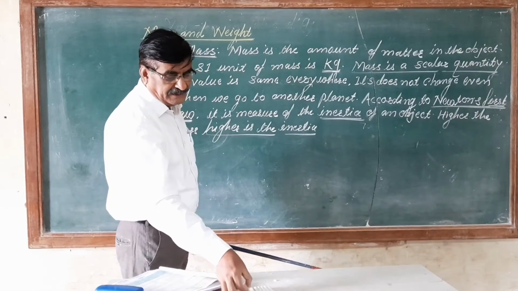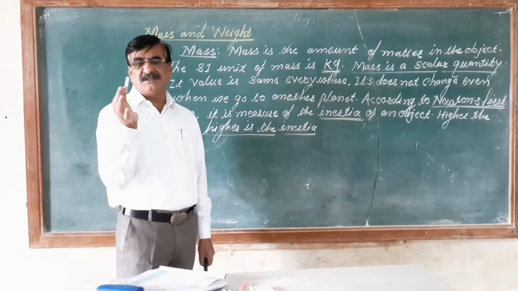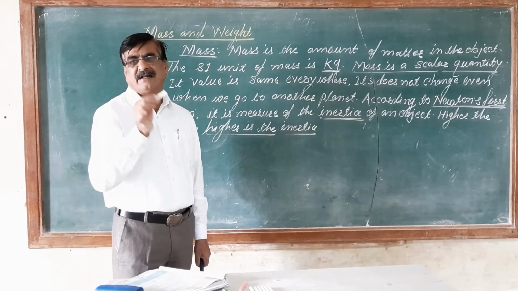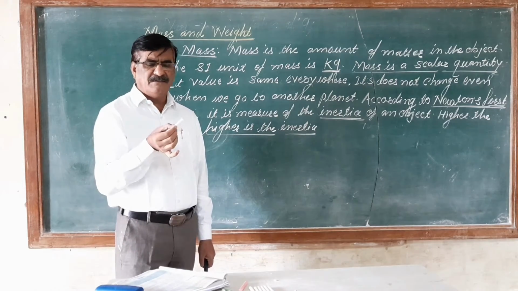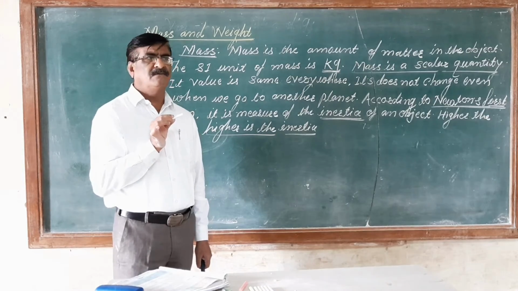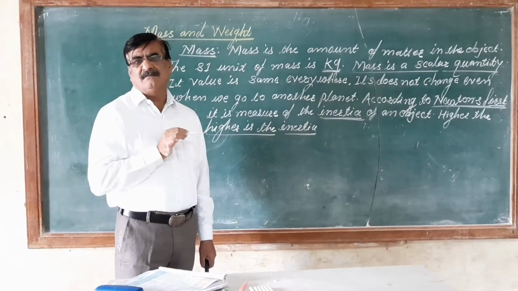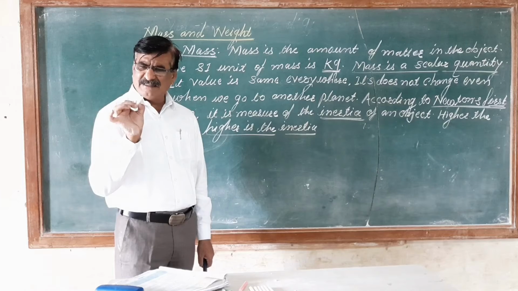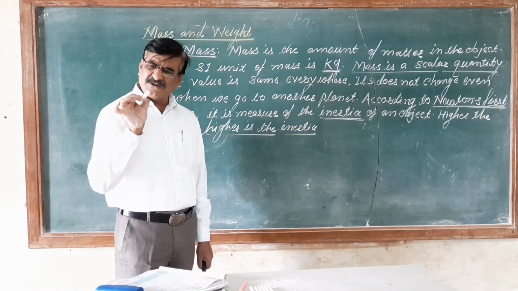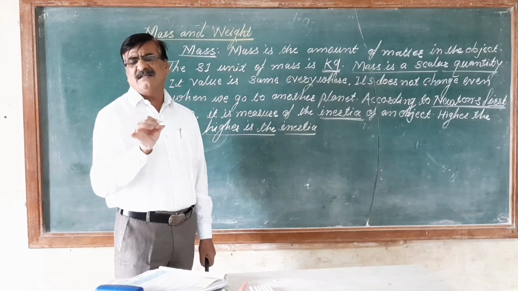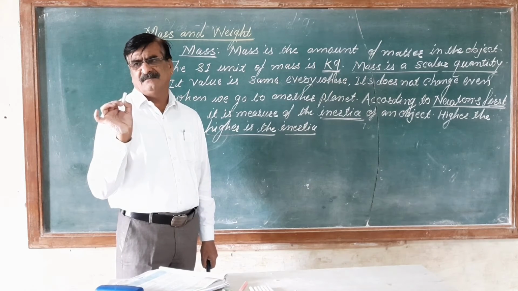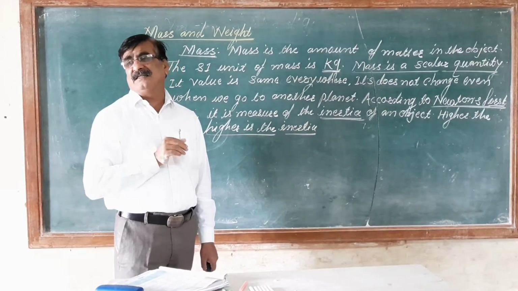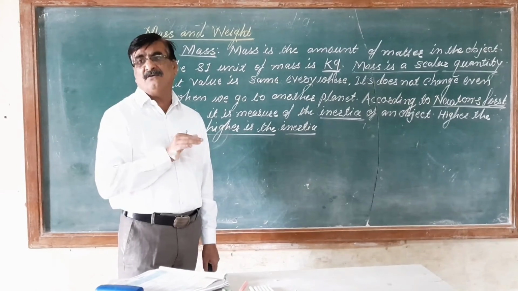Suppose it is a piece of chalk. It has some mass, 2 gram, 3 gram, and we carry this piece and go to the moon, or another planet. It remains as it is. The particles of matter in this piece do not change. That means mass is a constant quantity, compared to weight and force.